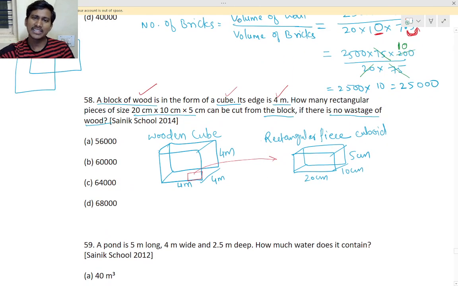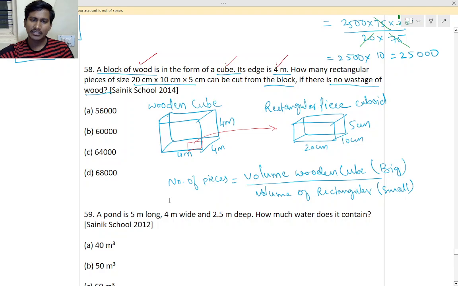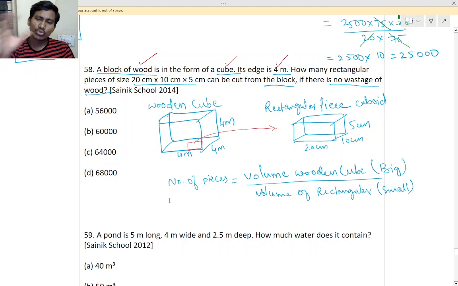So how do you find the number of pieces? Volume divided by volume. So on the top we should write the volume of the bigger one, the big wooden cube. And in the bottom, the denominator, is the volume of the rectangular piece, that is the cuboid, the smaller one. Understand?